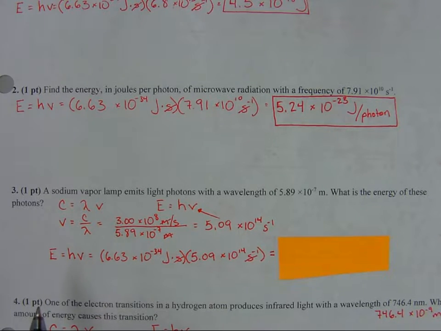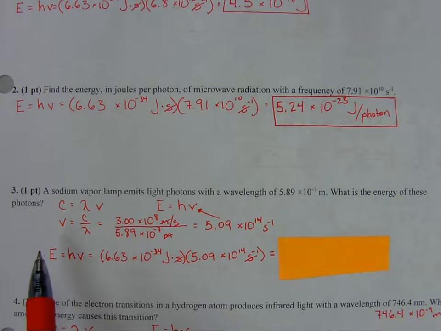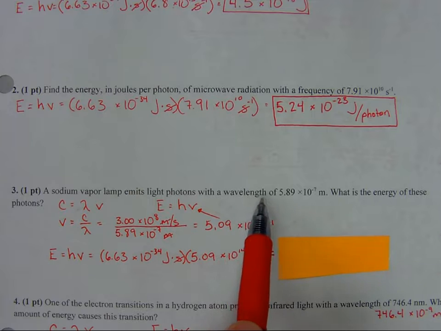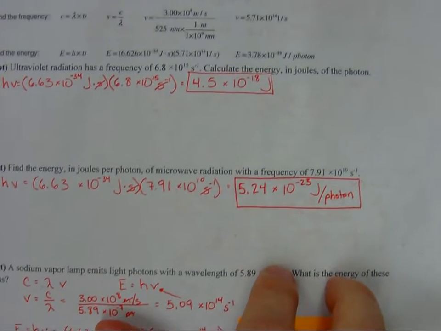Now remember, the point of this worksheet is to compartmentalize things you know versus things you don't know, because there are certainly things that you know, even if you don't know some things. For example, a sodium vapor lamp. You don't have to know what that is. Not at all. All you need to recognize is this problem is giving you a wavelength, and it wants energy. Okay? It gives you wavelength and wants energy.